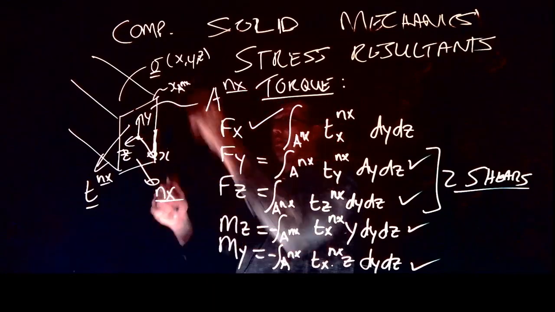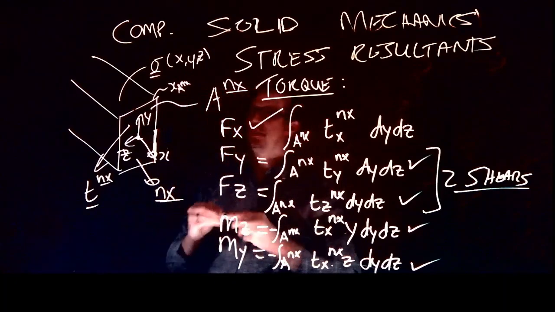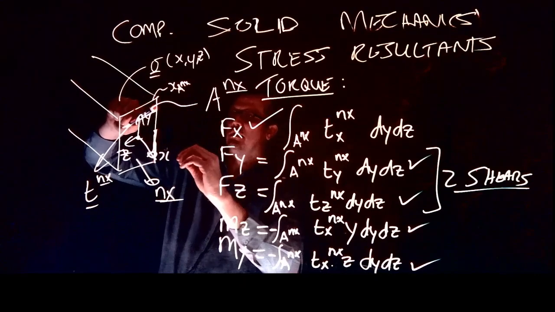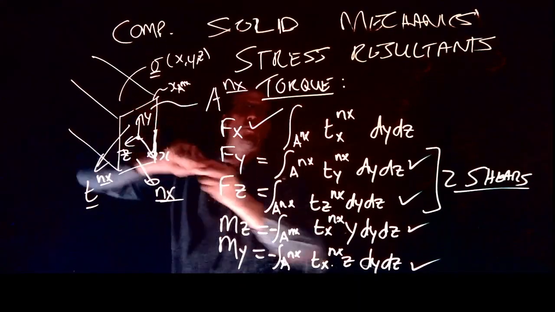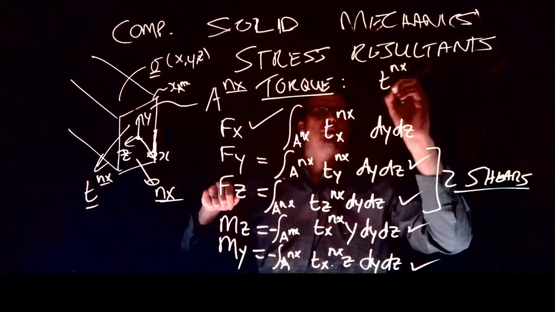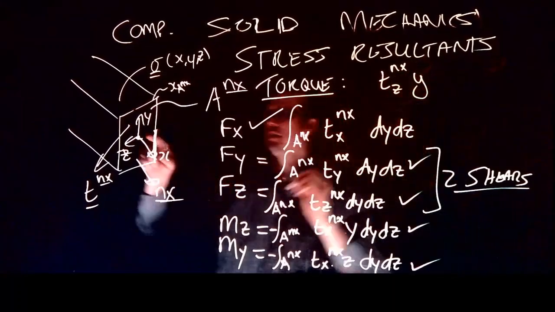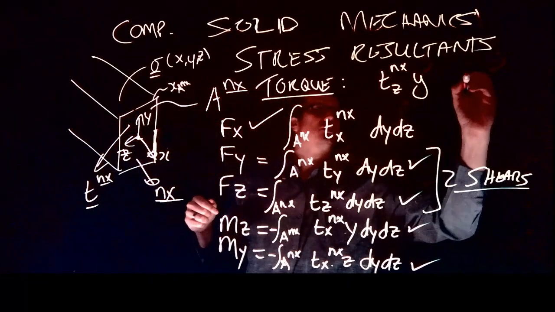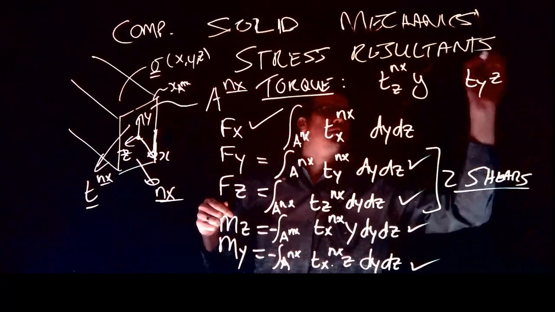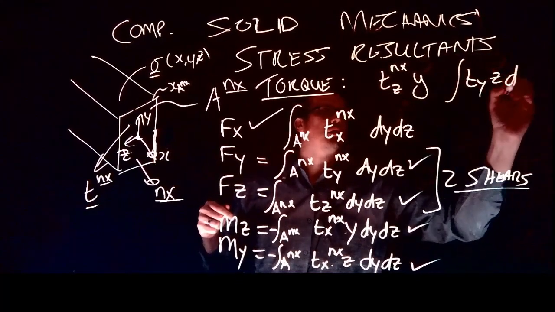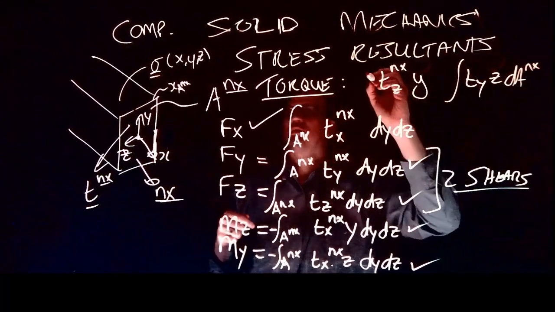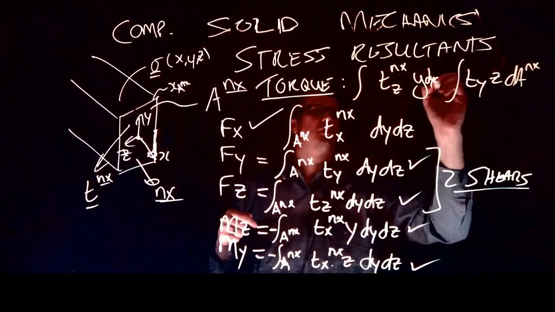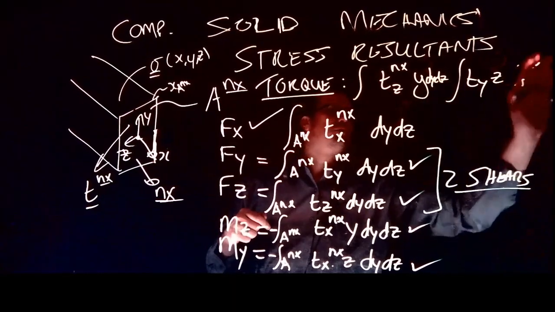So I've got stuff in the plane. What are the things that would contribute? Well, it's essentially all the shears on that plane. So the shear in the z direction with its moment arm y, and then the shear in the y direction with its moment arm z. Integrate it over the area normal x, call it dy dz.